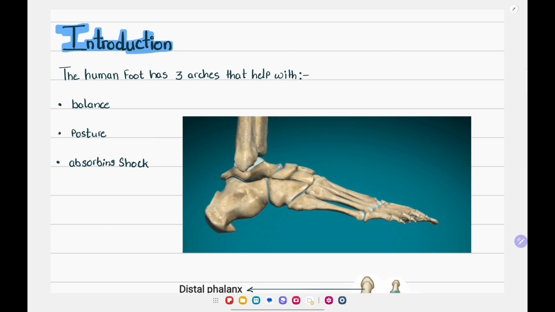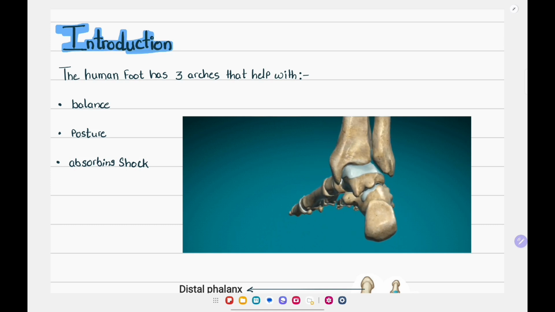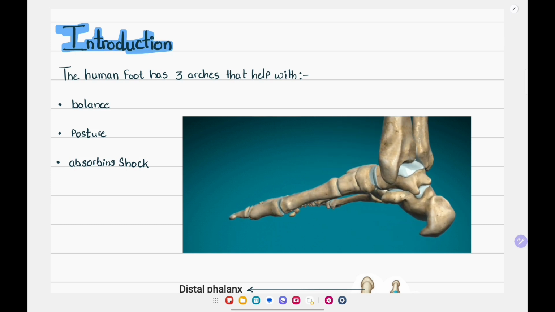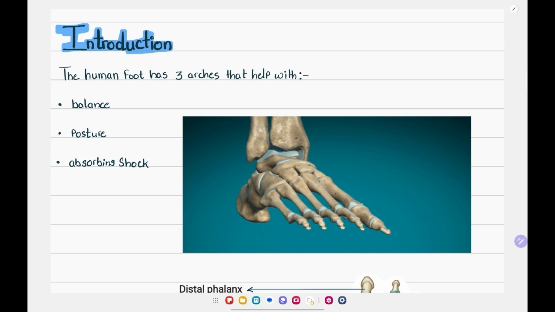Theoretically, the human foot has four arches, which is anterior transverse and posterior transverse. But posterior transverse is an incomplete arch. So we mainly study three arches.